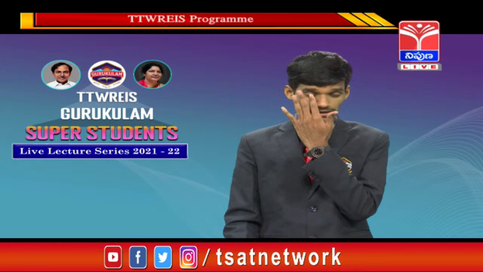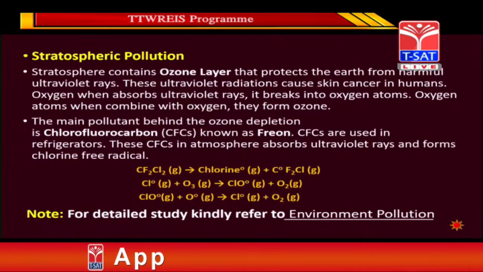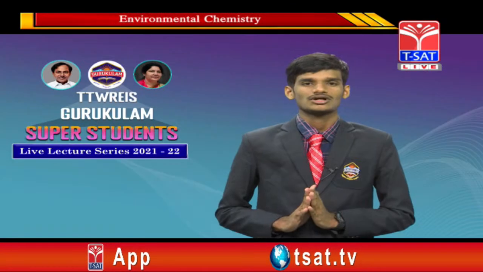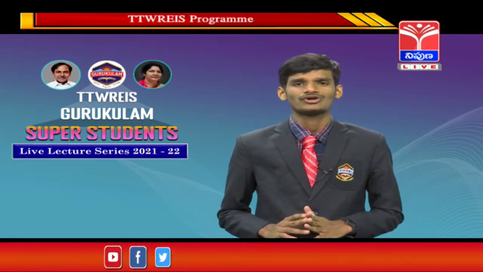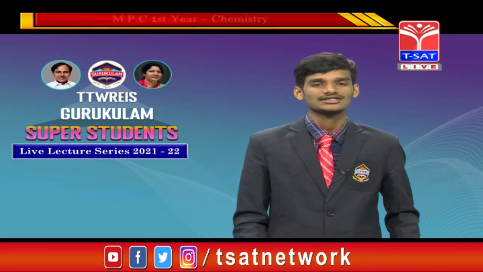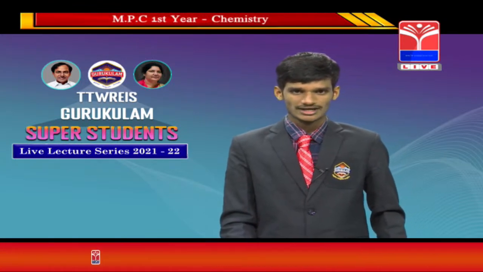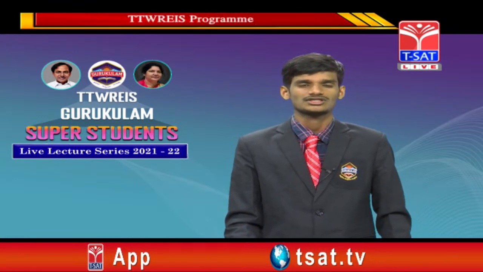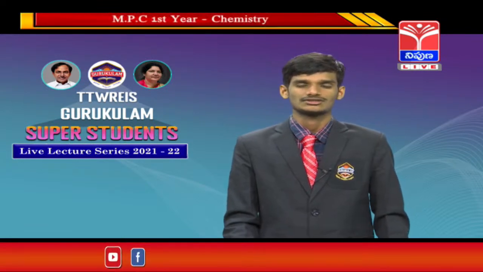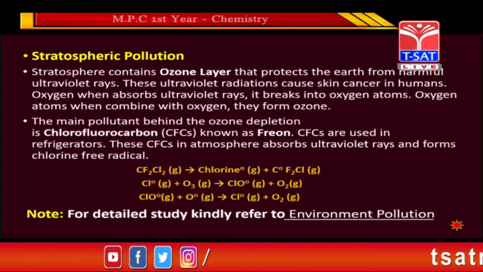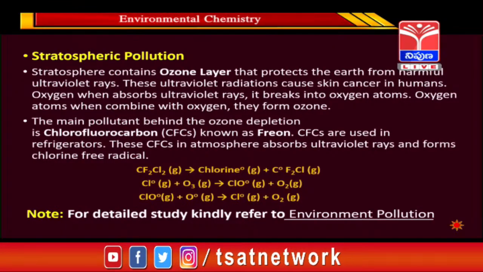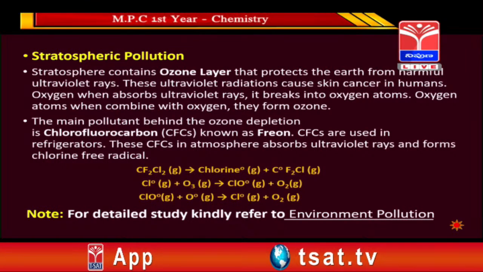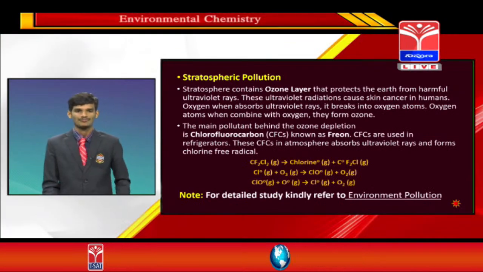Next, coming to stratospheric pollution. The stratosphere is also known as the ozone layer. It protects us from harmful rays. What are these rays? Ultraviolet rays coming from the sun to the earth's surface. This ultraviolet radiation causes skin cancer in humans. When oxygen absorbs ultraviolet rays, it breaks into oxygen atoms. Oxygen atoms, when combined with oxygen, form ozone. In our world, an ozone hole has formed in Antarctica.